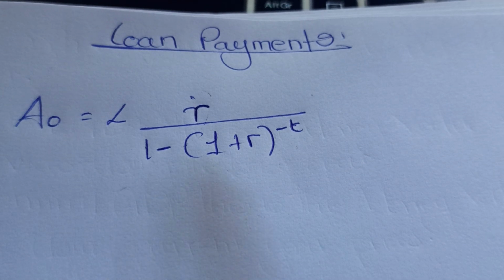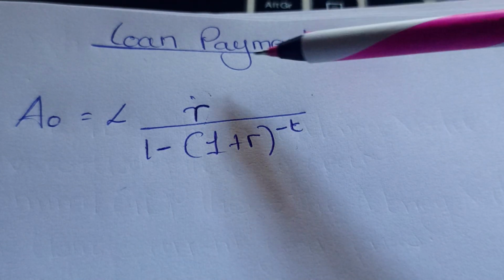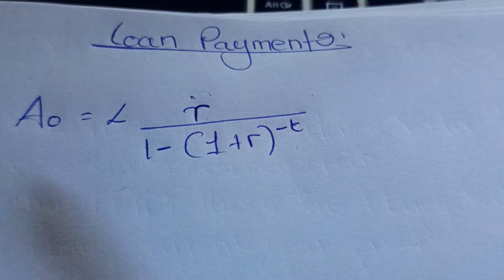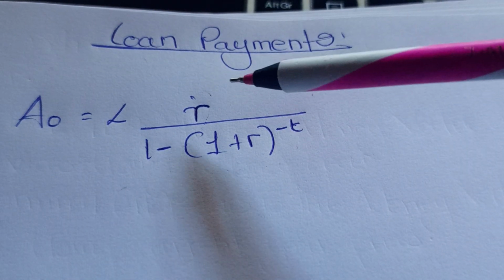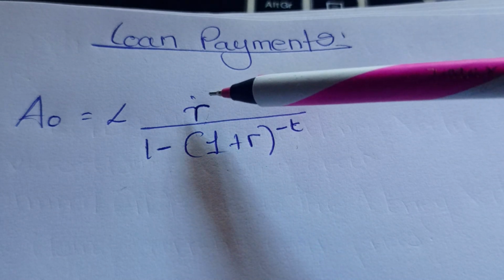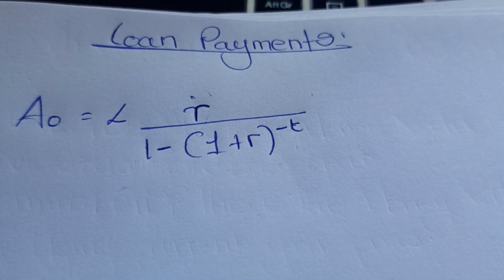So today we are going to look at loan payments, where we have this formula to guide us. L is the loan which was borrowed from the lending institutions, while R is the rate of interest. Remember, when we are dealing with this topic, we need to understand one thing.